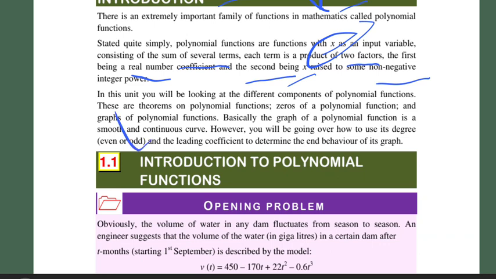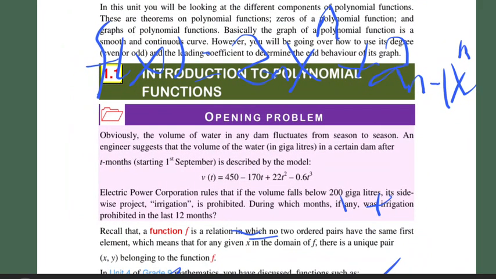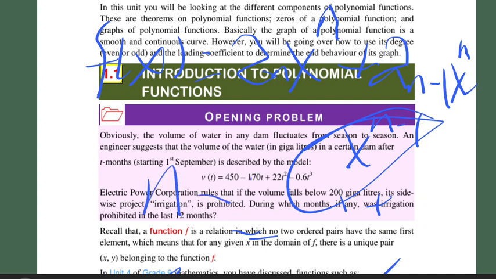F of x equal to a n times x raised to n, plus a n minus 1 times x raised to n minus 1, and so on. n is what? A positive integer. Positive integer.